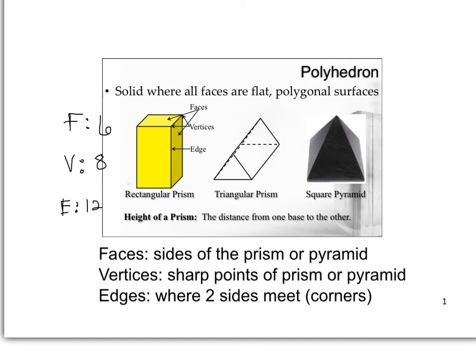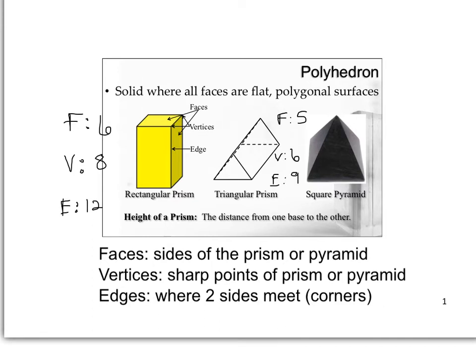Okay, the triangular prism. As we look at this one, we've got faces, vertices, and edges. If you count the faces, you've got 1, 2, and 3 on the sides, 4 and 5 for the top and the bottom. So there are 5 faces. Vertices, there's 1, 2, 3 sharp points, 4, 5, and 6 sharp points. There are 6 vertices. And the edges, there are this side, 2 and 3, and then the 3 on each of the triangles, 1, 2, 3, and 1, 2, 3. So there's a total of 9 edges here.